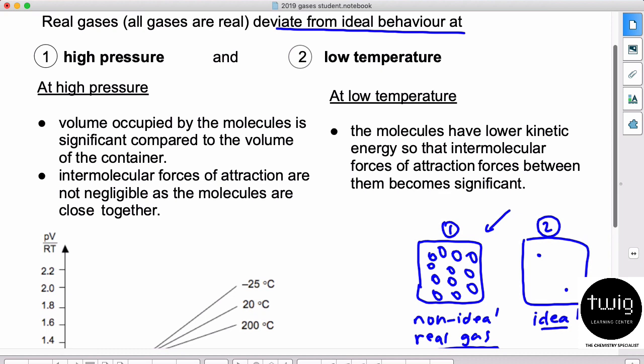At high pressure, you must say the volume occupied by the molecules is significant compared to the volume of container. So volume of molecules is significant compared to volume of container, right? As you can see from here, very significant. And because they are extremely close, intermolecular force of attraction also becomes significant, because they're very, very close. So they say the intermolecular force of attraction is not negligible. When I say not negligible, it takes the same meaning as significant, okay? Not negligible, so it's actually significant.